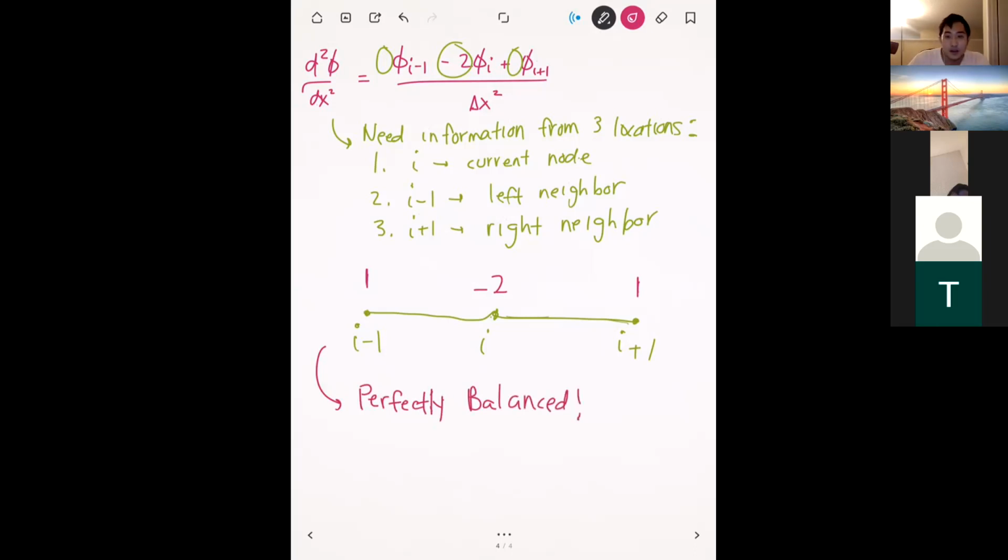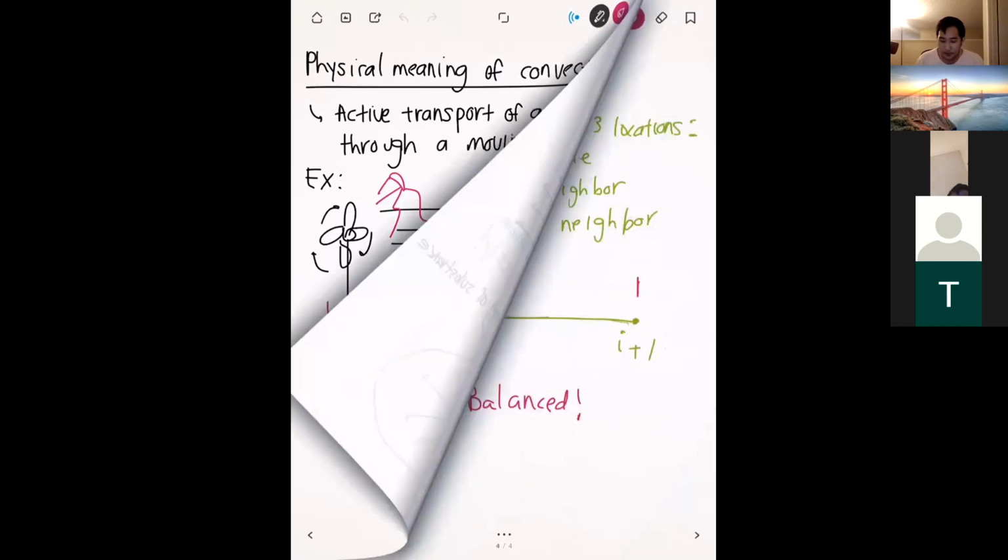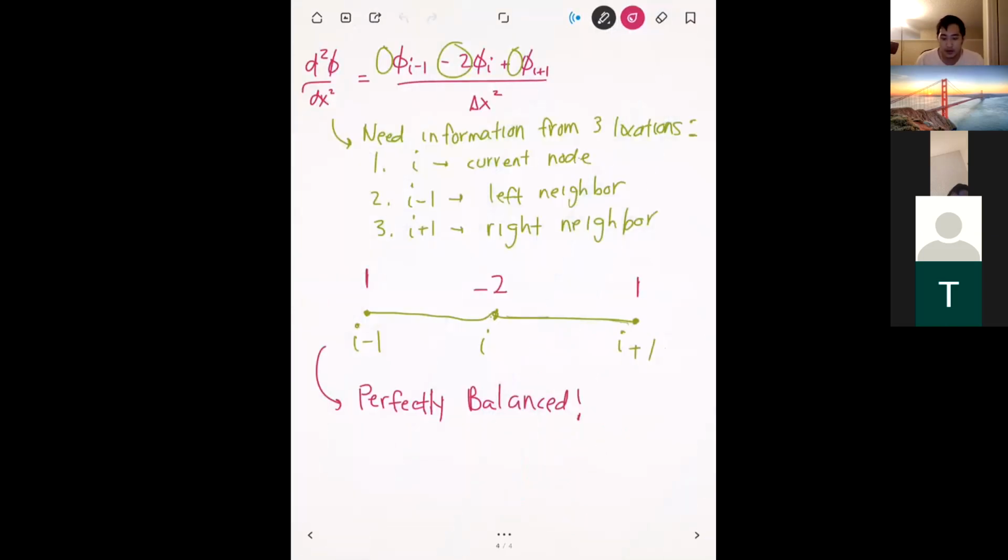If you compare that to what we know physically about diffusion, remember, diffusion is a passive spreading in all directions equally. It doesn't choose a direction. This scheme mimics that exactly. Because diffusion is passive spreading, our finite difference scheme should also be perfectly balanced in all directions, and that's what's reflected here. That's exactly why this finite difference scheme has worked so well for us up to this point: the scheme that we choose basically perfectly mimics the physical phenomenon that we wish to simulate.